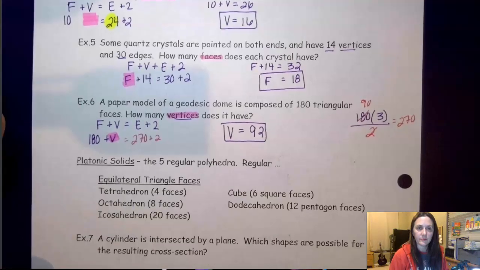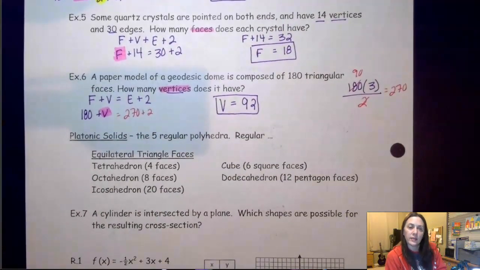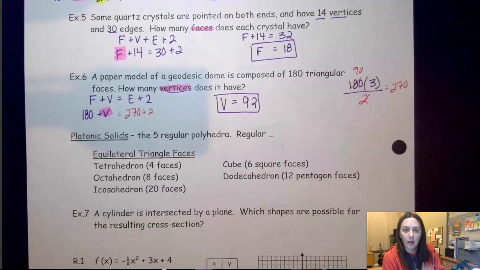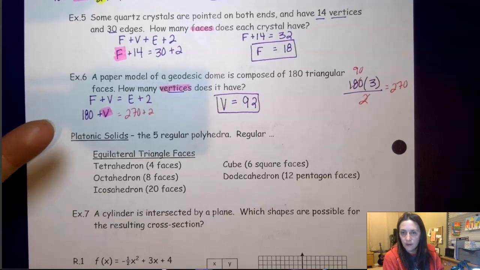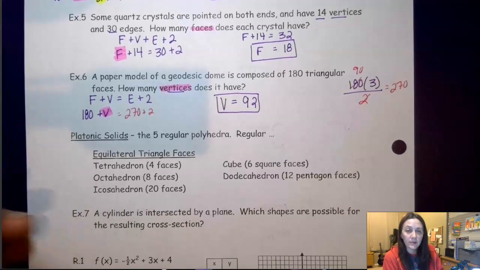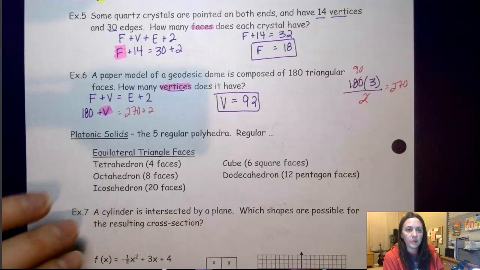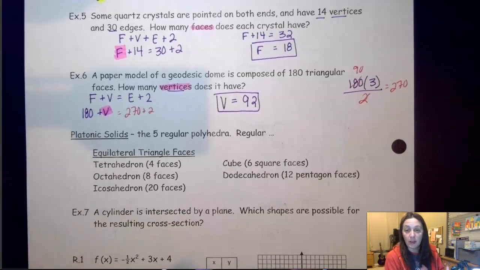Okay, so the next thing we're going to talk about with solids is platonic solids, the 5 regular polyhedra. Here are the names. I never ask you for these. I don't know when you would be asked for them. After a certain point, and maybe if you're like Big Bang Theory, you might know some of these names.